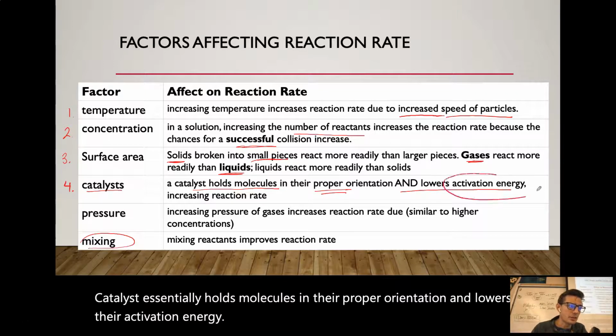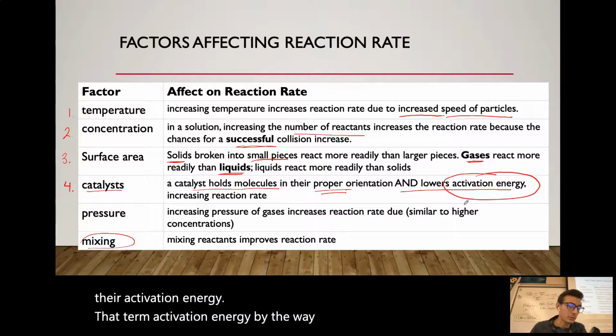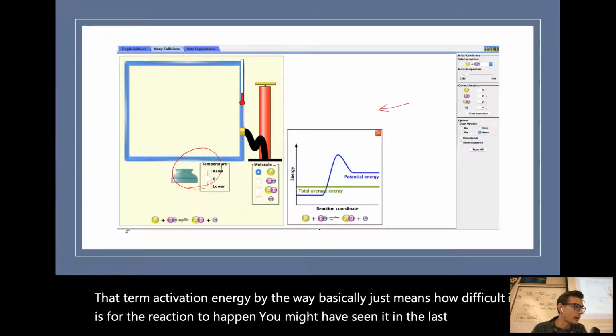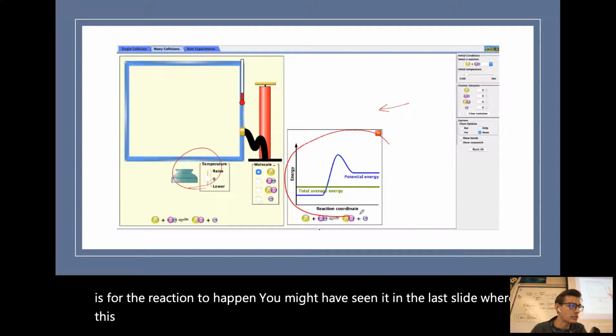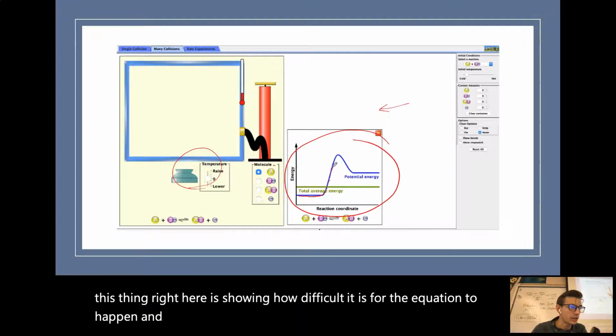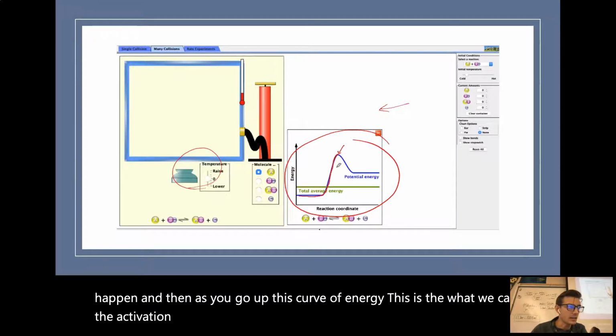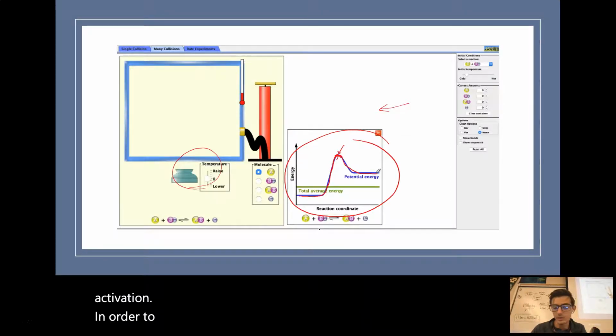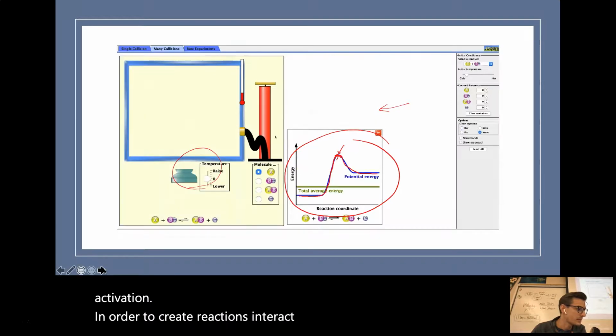That term activation energy, by the way, basically just means how difficult it is for the reaction to happen. You might have seen it in the last slide where this thing right here is showing how difficult it is for the equation to happen. And as you go up this curve of energy, this is what we call the activation energy, this little part of the curve. In order to get this reaction to happen, I have to overcome the energy of activation in order to create products.